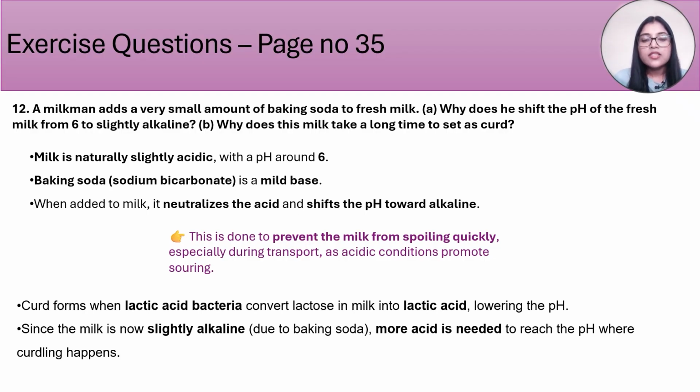has the mechanism where we need lactic acid bacteria that converts lactose in milk to lactic acid. This usually happens by lowering the pH. However, the milk to which baking soda was added has a slightly higher pH, or it is slightly alkaline. So we need more acid in order to turn it into curd. So more acid is needed to reach the pH where curdling happens.